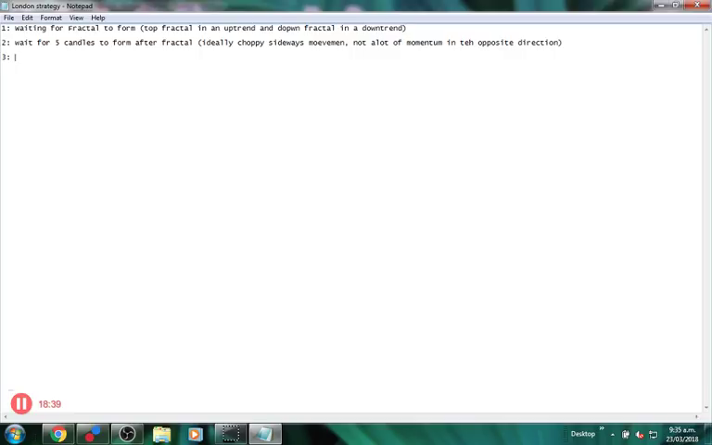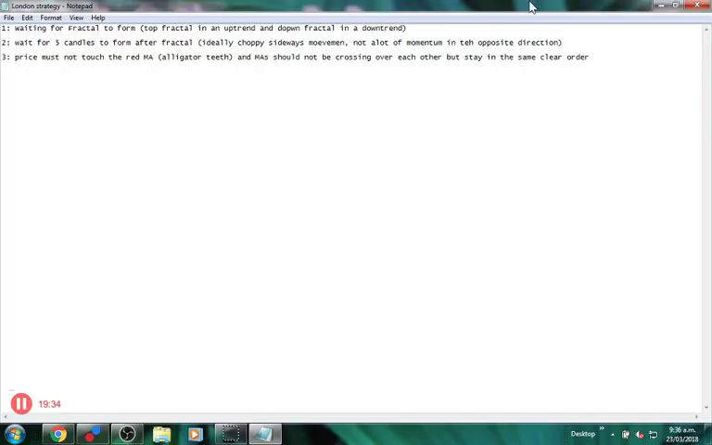Three. So we've got the fractal formed, 5 candles formed. Now the rules are: price must not touch the red indicator, the red moving average. I just call that MA, moving average. The red MA, alligator teeth. And the MAs should not be crossing over each other, but stay in the same clear order.